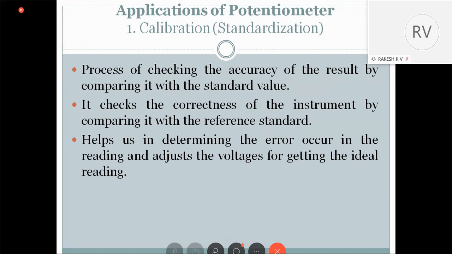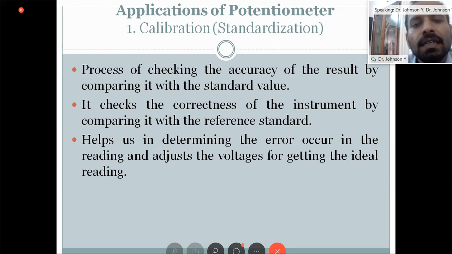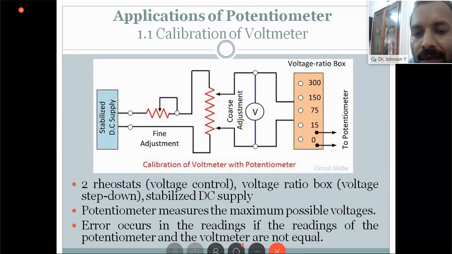Then the next part is the application of potentiometer. I already mentioned the applications earlier, and the major application is calibration or standardization, making a balance of the known and unknown voltage. That is the calibration process. Here we can calibrate a voltmeter, an ammeter and a wattmeter, using the help of the potentiometer.